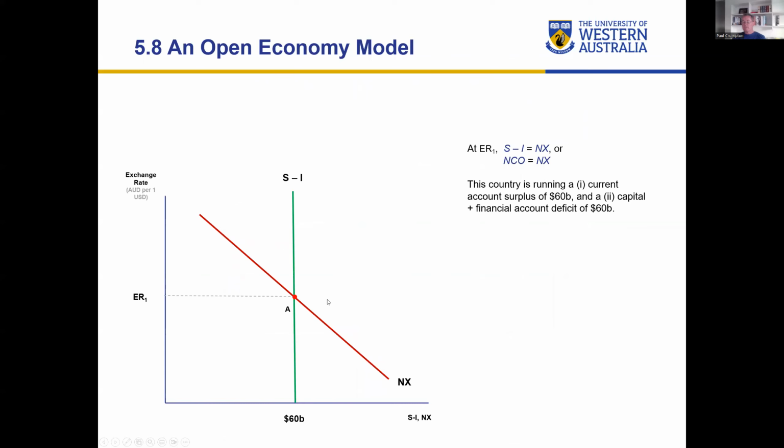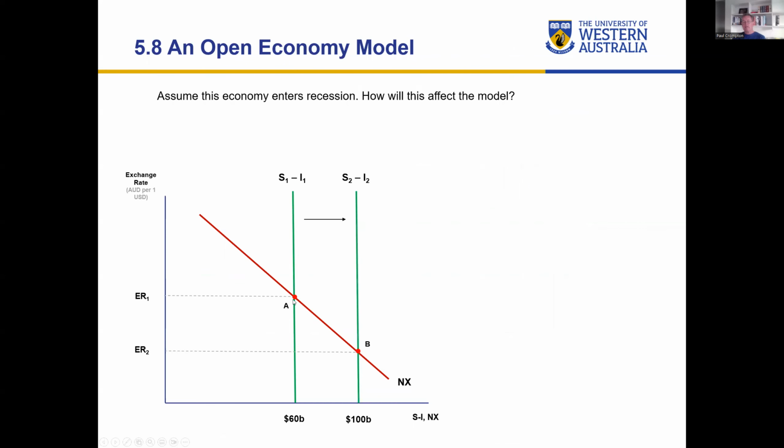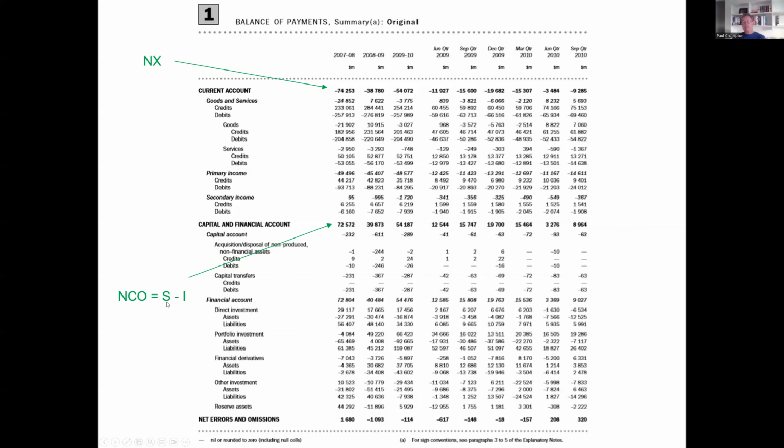In this model, what we'll see when we get to it is that at point A, S minus I equals NX. In fact, they're both equal to, say, 60 billion. S minus I equals NX. Now, if we come back to here, S minus I equals NX. Is that true? Well, this is what I'll have to explain a little bit later. This is a little bit complicated to explain at this point.